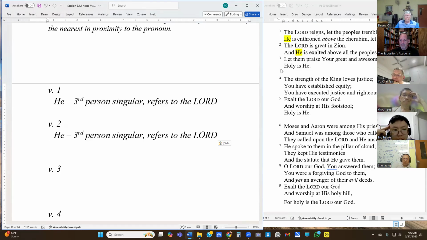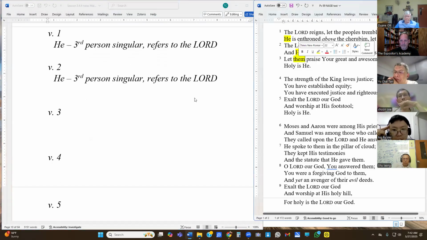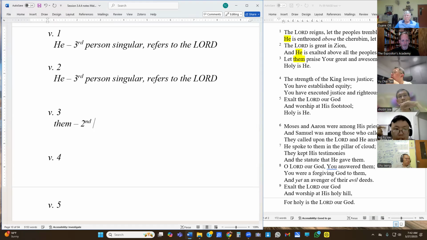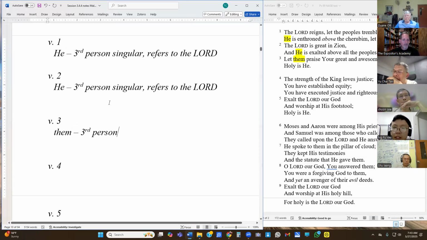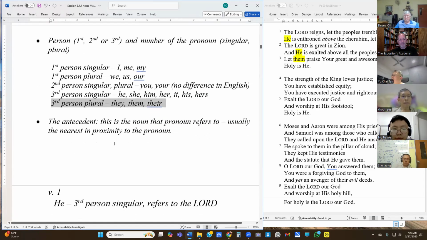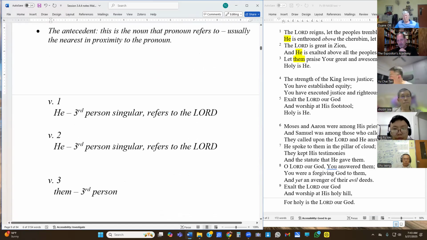And in verse 3, the them, let them praise, the word is the pronoun here. It is a second person plural. Okay. It is plural, but it's actually third person. Third person plural, because it's more than one. He or she would be singular. Them, they is plural, and then it's third person.